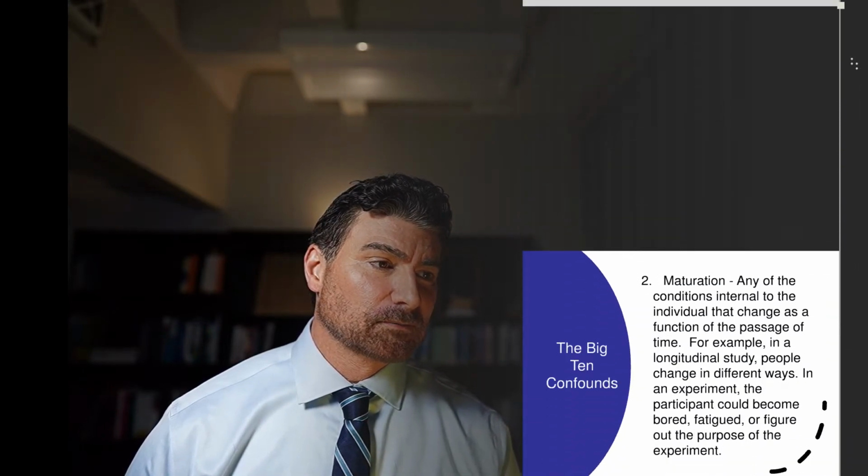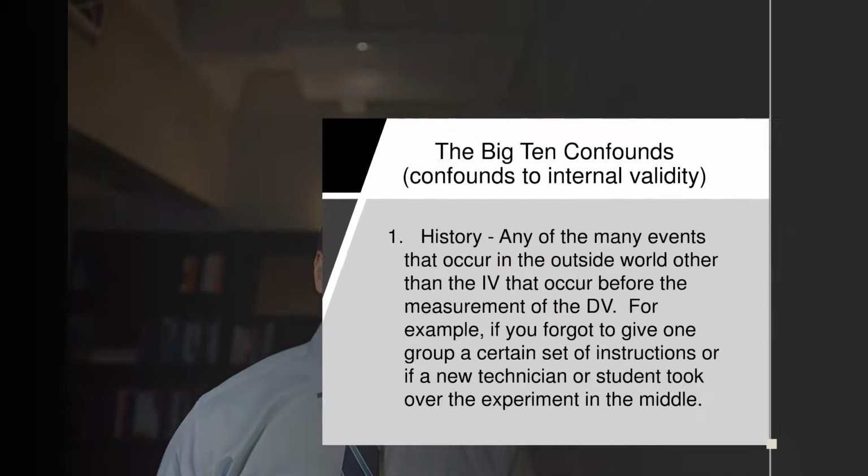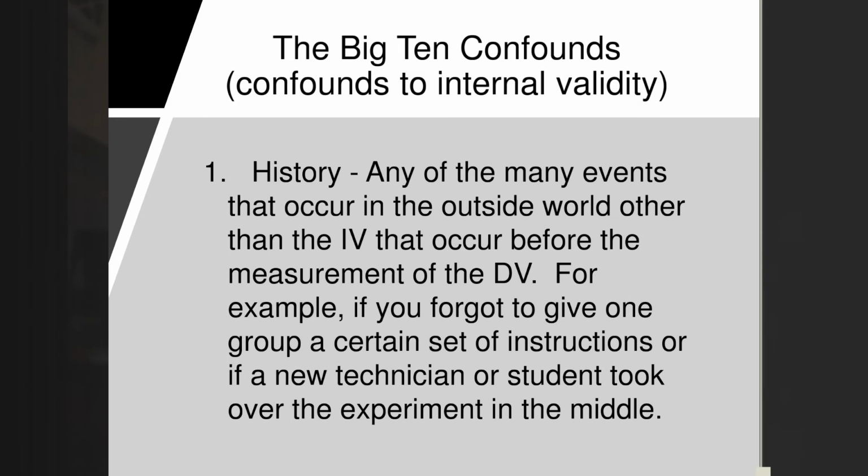So the first one we're talking about is history. With history, things outside of the experiment can affect the results. So for example, if you have a new researcher, a research assistant coming in and does something slightly different, something outside of the experimental condition is what's screwing it up, that maybe somebody forgot to do a certain set of instructions, or forgot to place the mouse in a certain spot, or something along those lines. Something outside of the experiment happens that might affect the outcome.